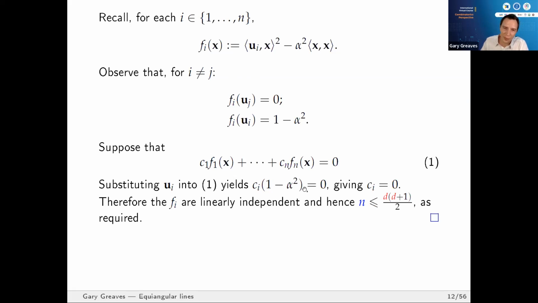And now we can divide by this 1 minus alpha squared, since alpha is not 1. And we end up with c sub i is 0. And we can do that for all i. And so therefore we see that these polynomials are indeed linearly independent. And therefore their number is bounded above by the dimension of the space they live in. Okay, and this I think is quite a cool result.